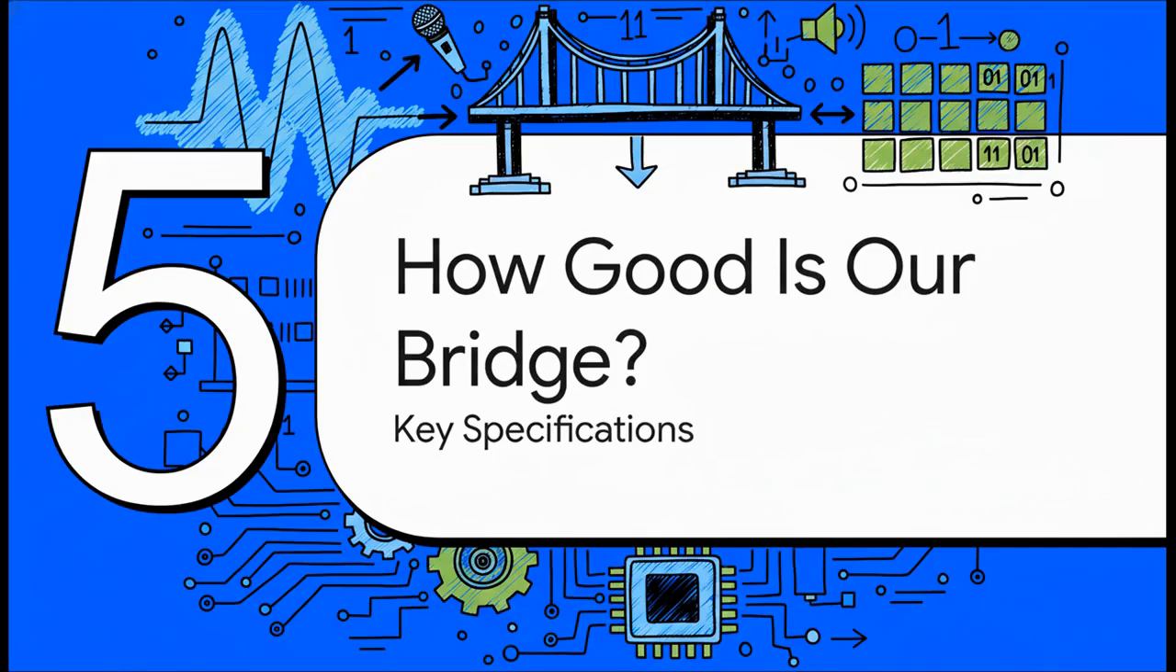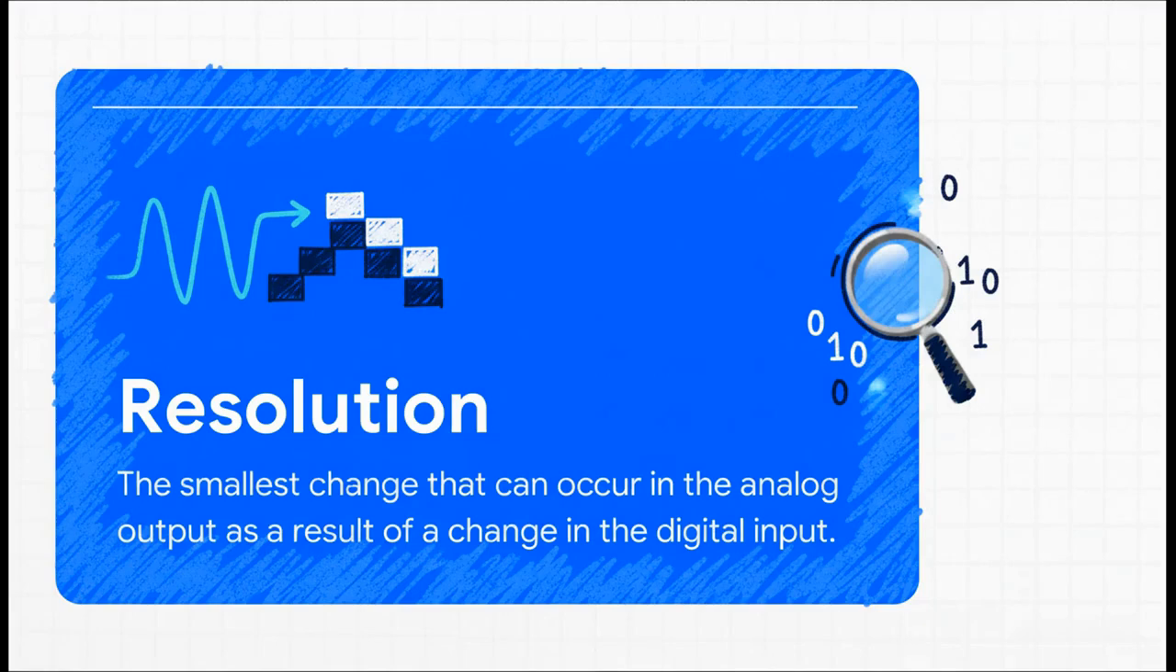Building a bridge is one thing, but its quality really matters. Is it a rickety old rope bridge, or is it a super smooth expressway? With converters, there are a few key specifications that tell us exactly how good our bridge really is. The most important spec, by far, is resolution. And all it is, really, is the size of the steps in our staircase. The smaller the steps, the more precise the measurement can be, and the higher the resolution. A high-resolution converter can detect even tiny changes in a signal.